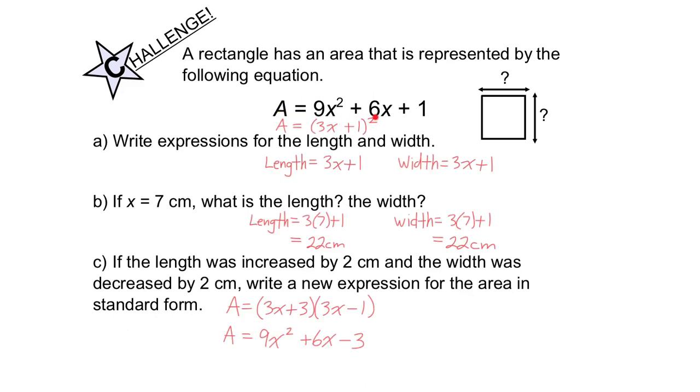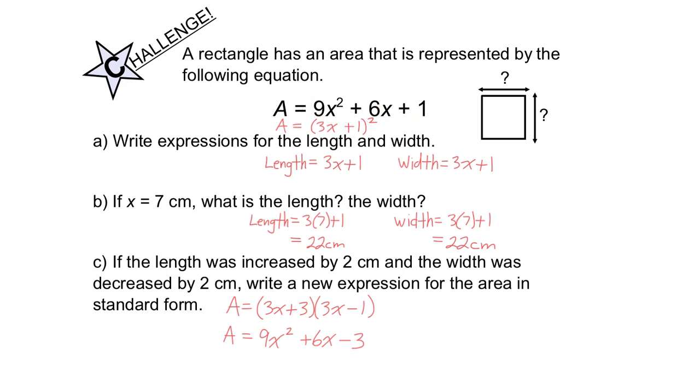When I factor the area, I get the dimensions, length times width. Now it turns out that the length and width are the same. This is a square. The length is 3x plus 1 and the width is 3x plus 1. When I do length times width, I get the area 9x squared plus 6x plus 1. So this was a perfect square trinomial.